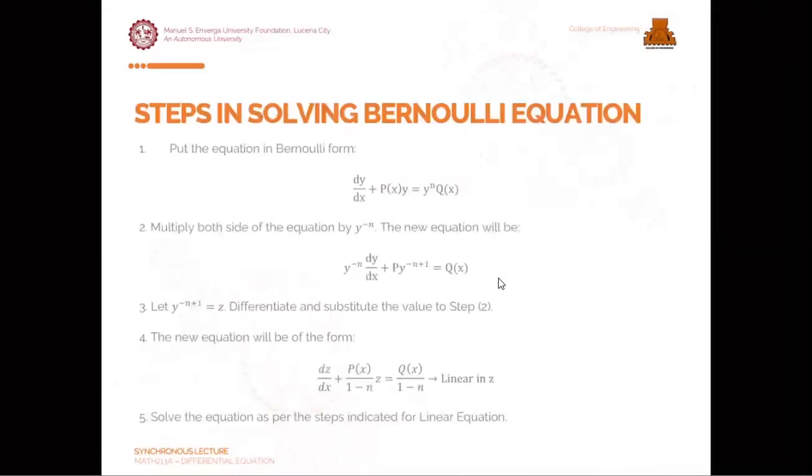So let's first example. So ito yung steps sa pag-solve sa kanya. Puputin din natin siya sa Bernoulli form niya. And then, multiply natin both side by y negative n. So, ibig sabihin, itong nasa loob nito, multiply natin both side. And then, pagka-multiply natin, maglalet tayo ng z is equals to y raised to negative n plus 1. And then, sa-substitute natin sa bagong equation natin, which is linear in z. So, since linear na siya, gagamitin mo na ulit yung step sa linear equation. Okay? So, let's try an example para maintindihan natin itong steps na to.